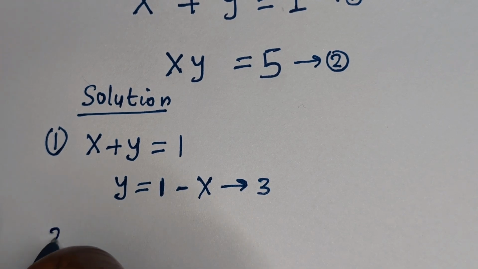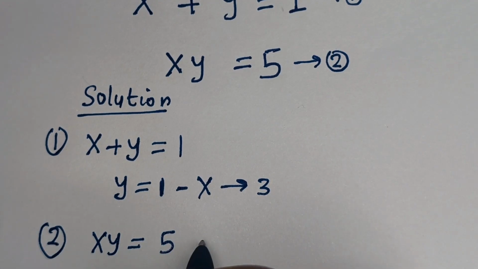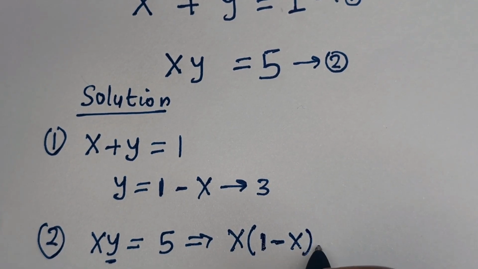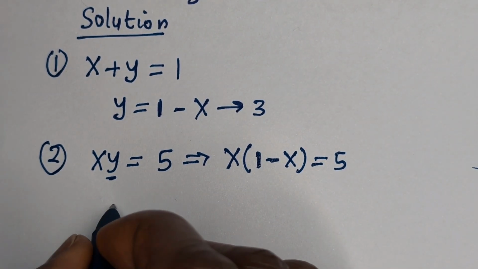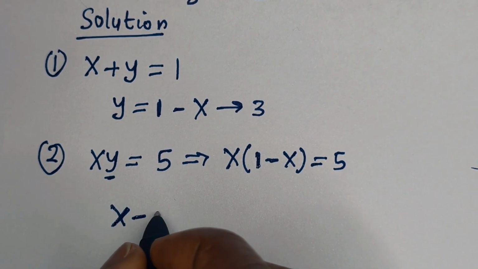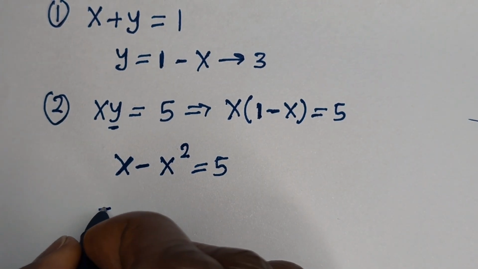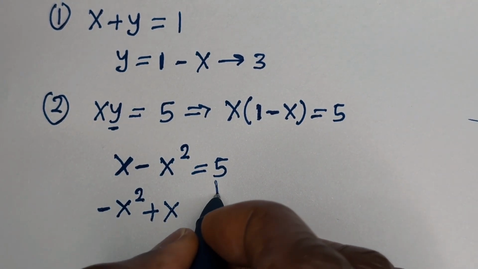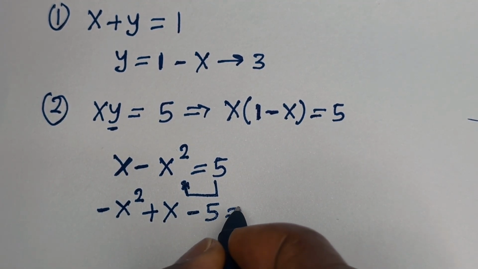Now from equation 2, sy is equal to 5. Then let's substitute for y. s bracket 1 minus s is equal to 5. Let's open the bracket. s multiplied by 1 is s, minus s multiplied by s is s squared, equal to 5. And this is minus s squared plus s. If you bring this to this side, it becomes minus 5 is equal to 0.